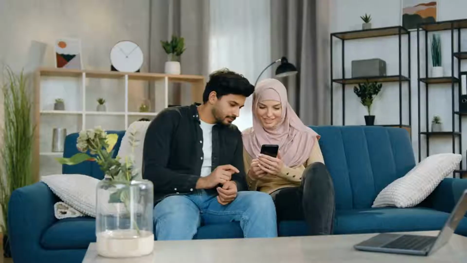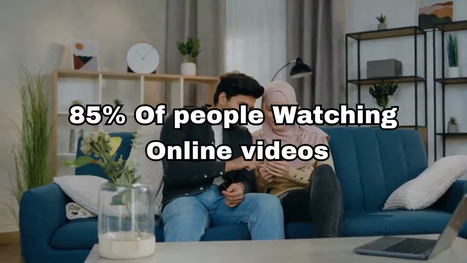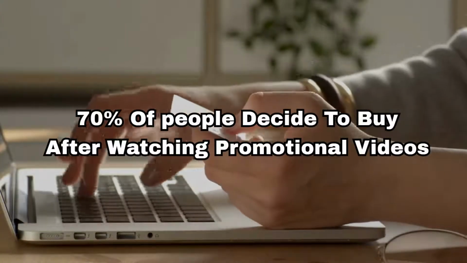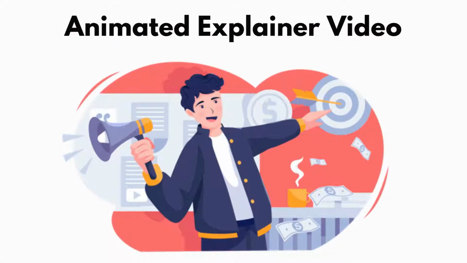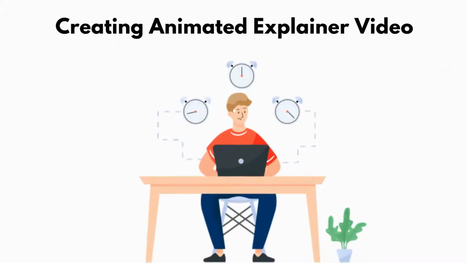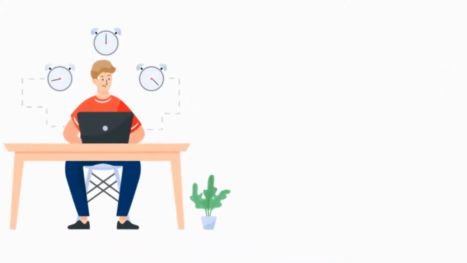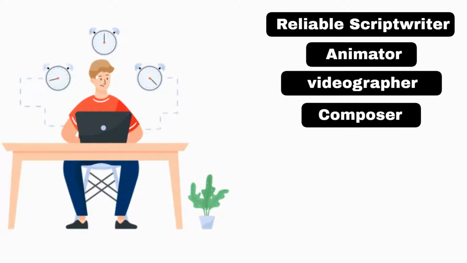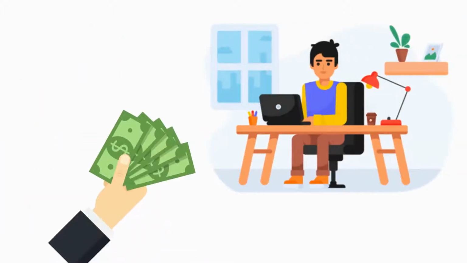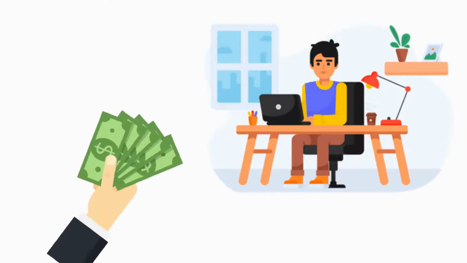Did you know over 85% of internet users watch online videos and more than 70% of people decide to buy after watching a promotional video? Animated explainer videos are one of the best types that convert potential buyers into hungry customers. Unfortunately, creating animated explainer videos is a big job. It takes a scriptwriter, animator, videographer, composer, designer, and editor, and also requires mastery over complicated software. If you want an easy one, of course you'll have to spend a lot of money to pay the person who will make the animated video for you.